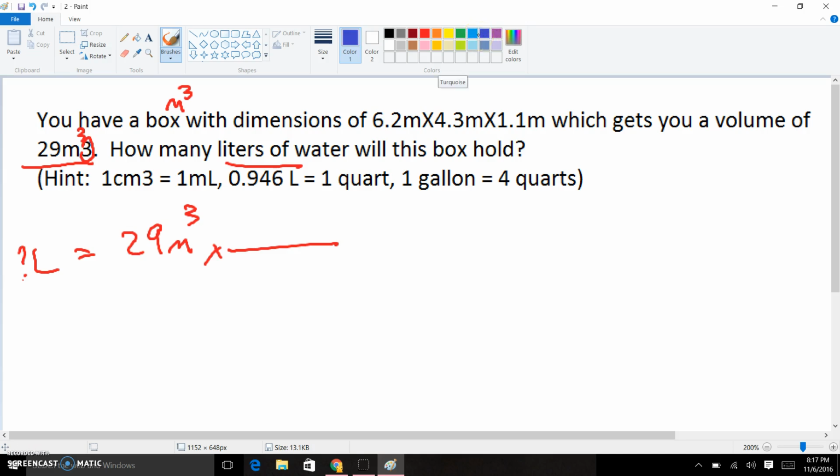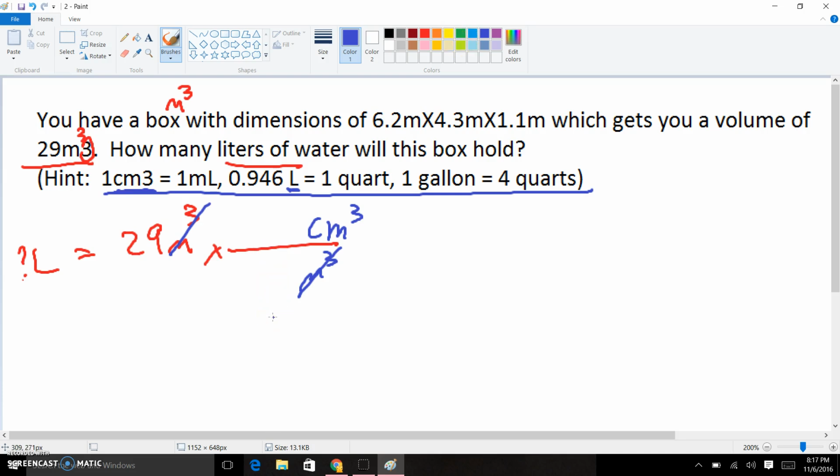I've got my setup. I know what I want to get to, liters. I know that I'm in meters cubed, and I've got a lot of different hints in here to help me out. So I'm going to put meters cubed on the bottom so that they cancel. Now I'm going to think about what I can get myself closer to. I'm trying to get to liters. Well, over here is centimeters cubed. That's going to be useful. So I'm going to move myself from meters cubed into centimeters cubed.